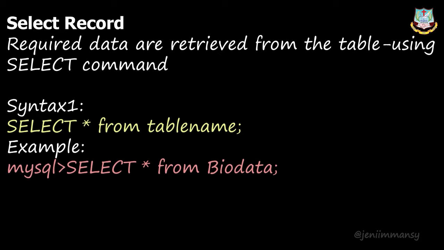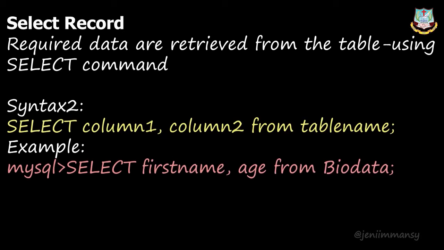We have to give select and then the star symbol, then from, and then the table name. The MySQL greater-than symbol will be there, and then we type select, the star symbol, and then from the table name. Here the table name is biodata, right? Then the next one: select column 1, column 2. Whatever columns you want to select, you have to give the column names from that table. That means after the MySQL prompt, you give select first name from biodata. Likewise we can select the data from a table.